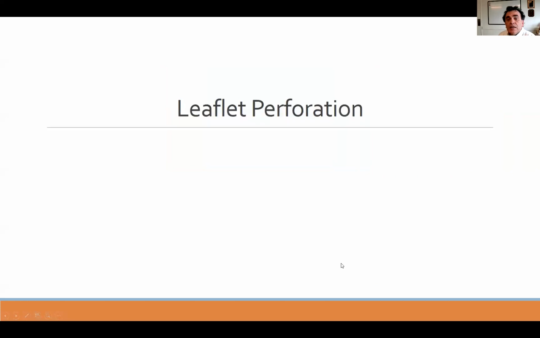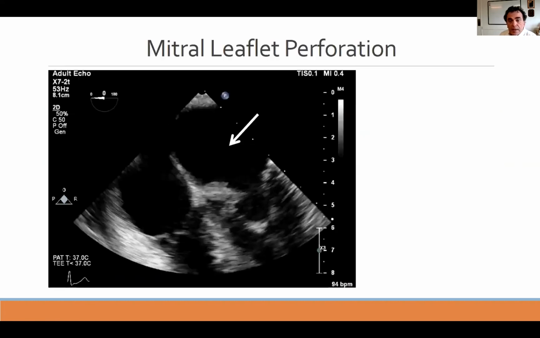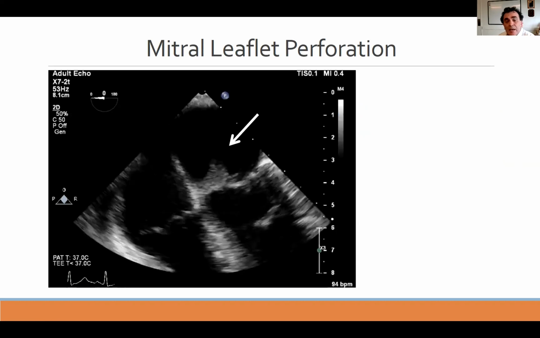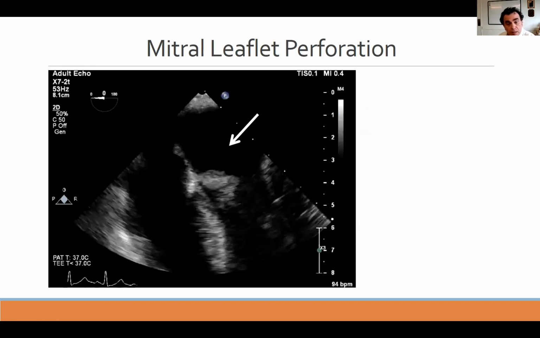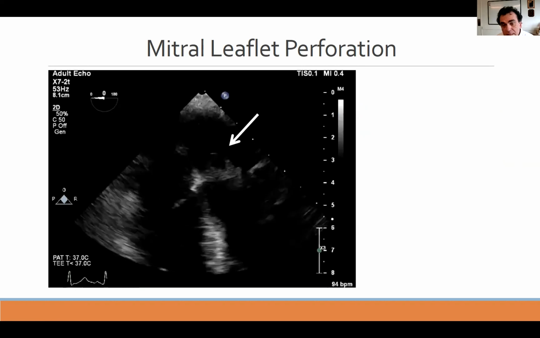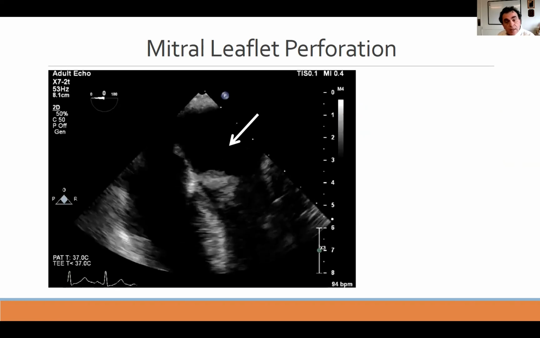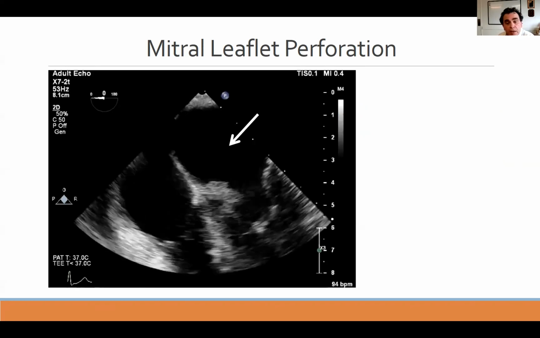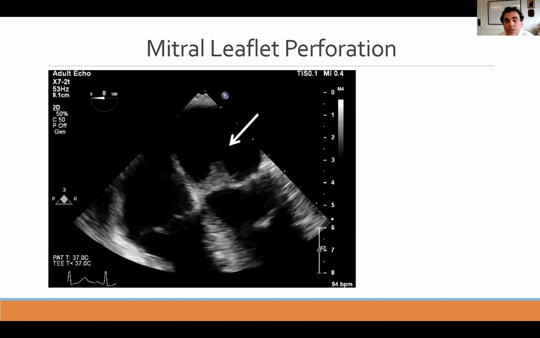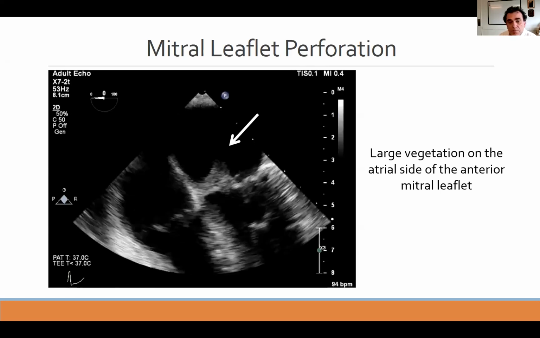So now let's look at the leaflet perforation. A 68-year-old woman with new onset of congestive heart failure and blood cultures positive for Streptococcus aeruginosus, another organism that is known to cause endocarditis. Here, this is a transesophageal echocardiogram. We are looking at the atrial side of the anterior mitral leaflet. There is an independently mobile echo density in a patient with blood cultures positive for an organism known to cause endocarditis. Therefore we would have two major Duke criteria to establish the diagnosis of mitral valve endocarditis. So there is a large vegetation on the atrial side of the mitral valve with positive blood cultures.